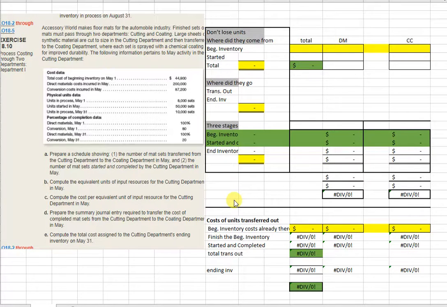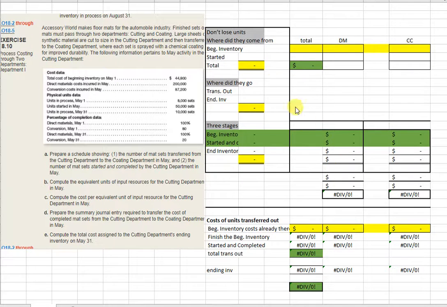Okay, so the first thing that we have to do is figure out what in the world we're doing. We make floor mats for the automobile industry. They pass through 2 departments, and I've got May data for the cutting department. So hopefully you've already read that. I'm just going to do a complete cost of production report. You can check the answers to A, B, C, D, and E from the solution that I've attached to Moodle. And you can also see that I'll have all of the answers right on here.